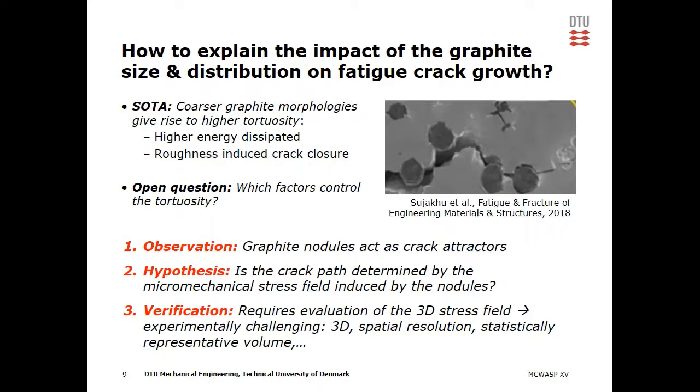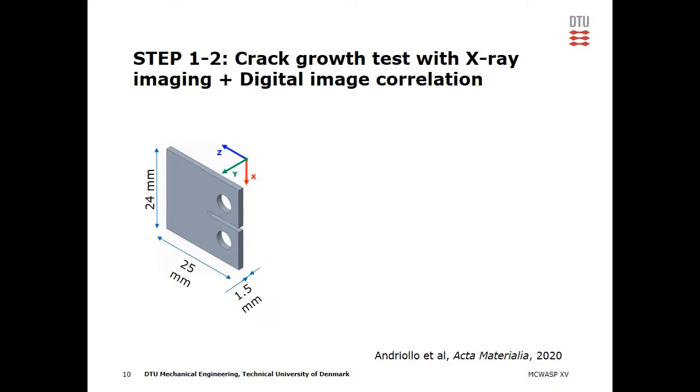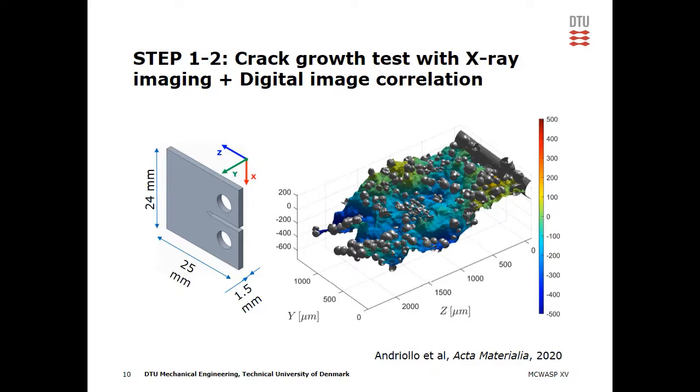So to verify this hypothesis, we would need to, of course, measure the stress field in between the graphite particles. Unfortunately, this is not possible to do experimentally because of many reasons. So what we decided to do was to estimate the stress field in between the graphite particles in front of the crack using an experimental numerical procedure. Specifically, we considered a crack growth test, and we performed this test while imaging with X-ray tomography. And then we used digital volume correlation to reconstruct the shape of the crack.